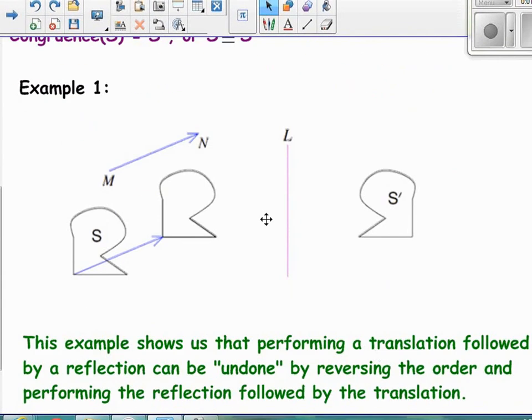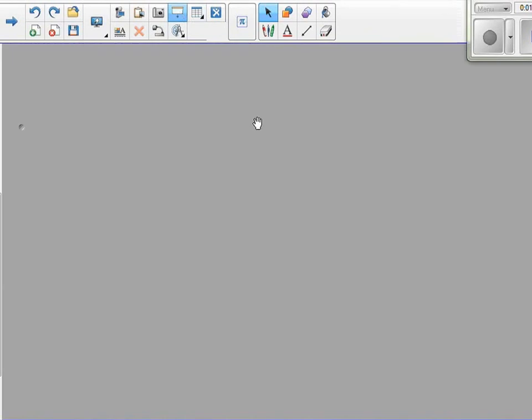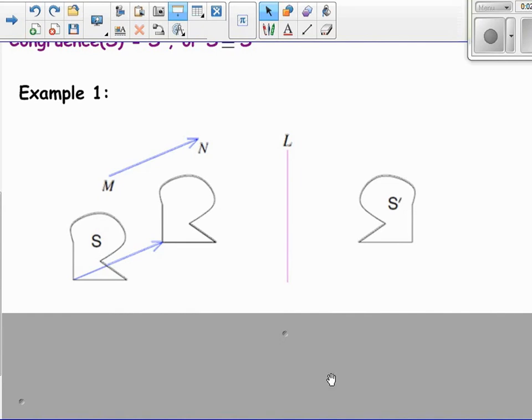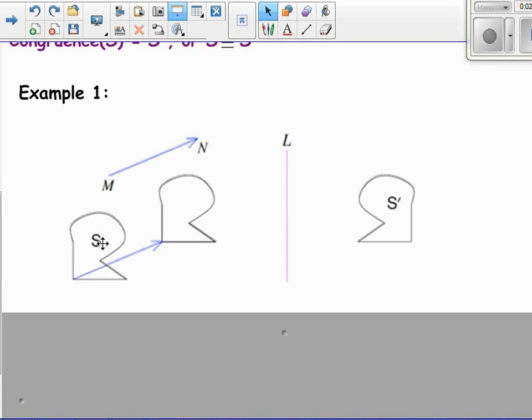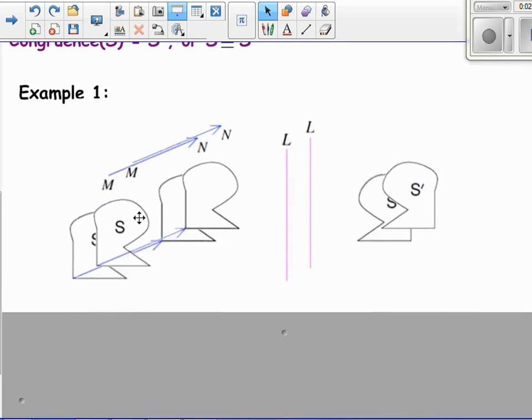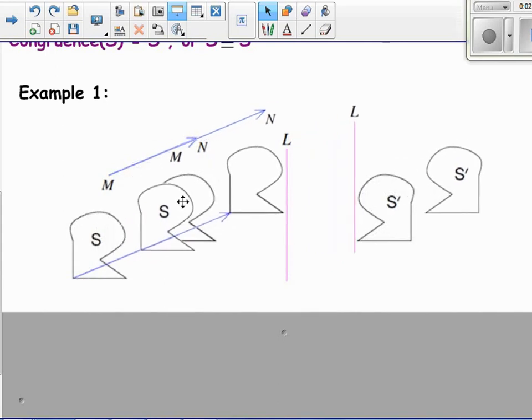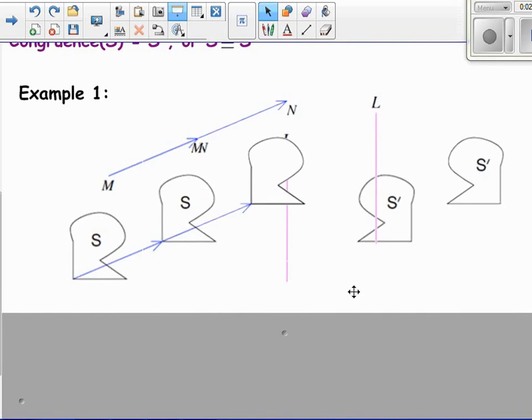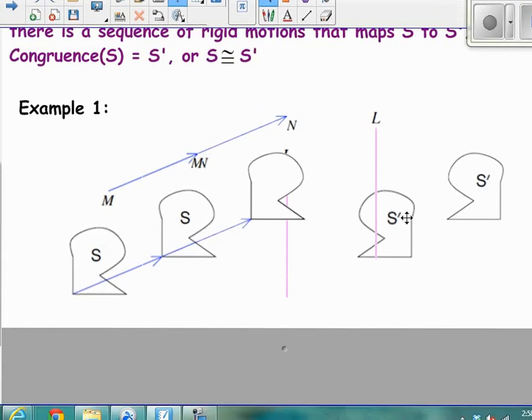So in this picture, you see two figures on the left with a line of reflection L and a figure on the right that's called S prime. And then there's a vector MN. So let's see what happens. We're going to translate figure S along vector MN. And I have a transparency like image. And I just translated it to the second figure.